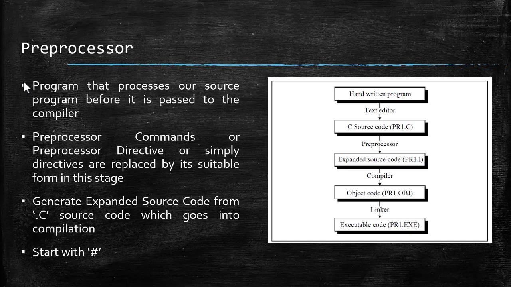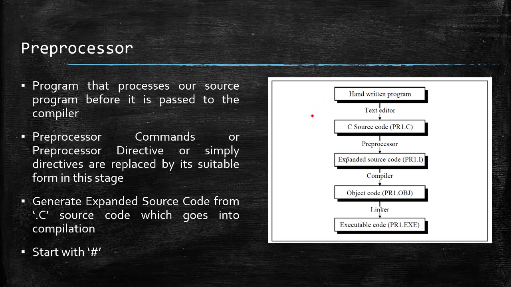Now, at the preprocessor stage, it generates an expanded source code from the source code with the .c extension, which goes into compilation. So actually we are passing the expanded source code to the compilation, and all the preprocessor directives start with a hash symbol.